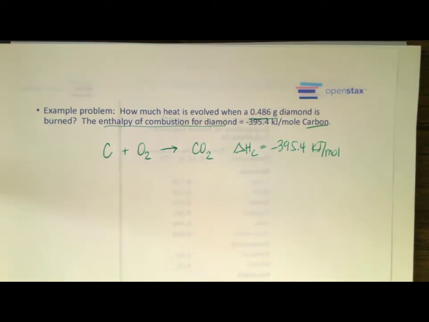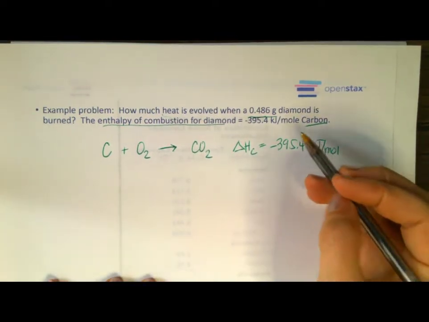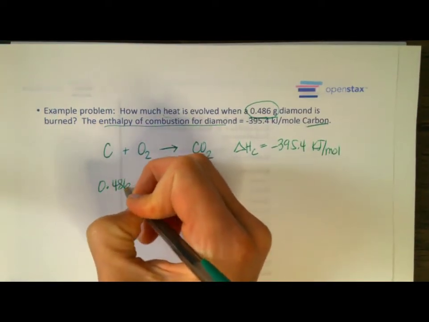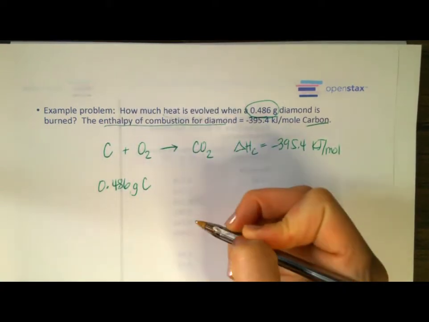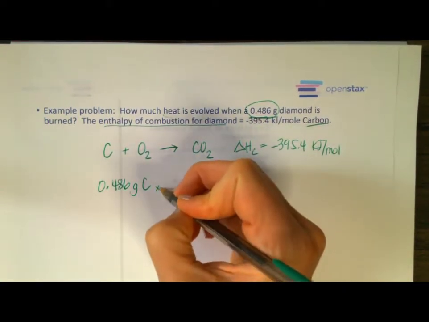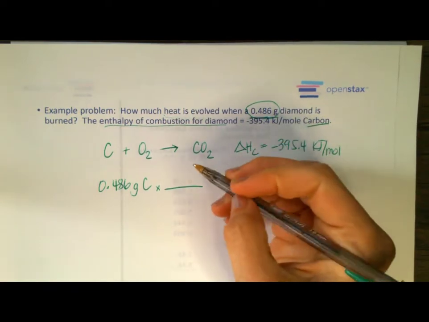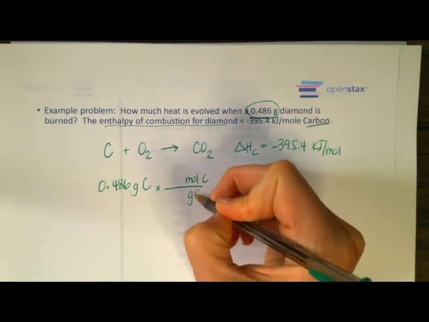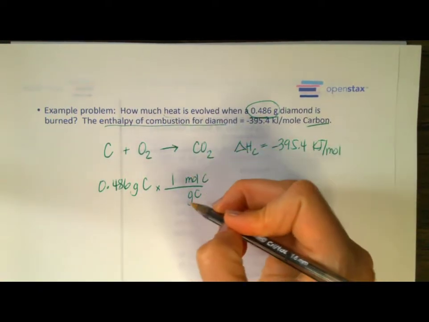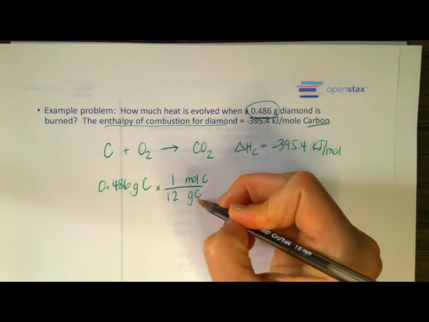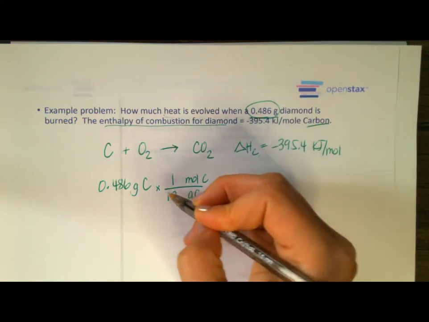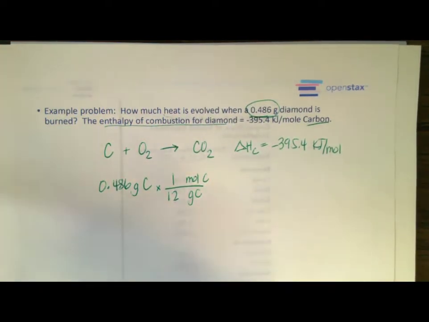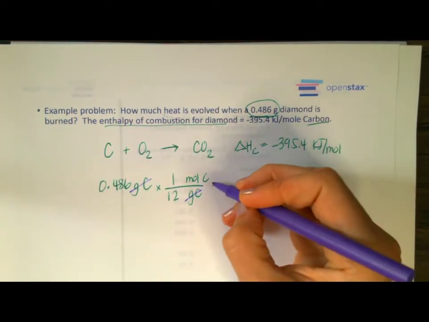All right. So if we're starting with 0.486 grams of my diamond, which is carbon, if ever I'm given grams, I need to go to moles. So what do I want? Moles of carbon. What have I got? Grams of carbon. I know that for every 1 mole of carbon is 12 grams. That's its molar mass. I would find that by looking at the periodic table. And that gets rid of my grams of carbon.